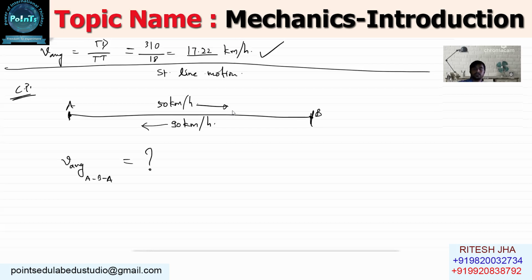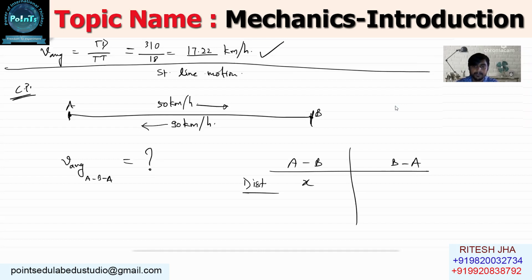How long did it take? Nothing is given. So try doing this. When you consider the distance from A to B to be X, let's consider A to B and B to A separately. The distance over here is X. What is the B to A distance? The same. The speed over here is 50 kilometer per hour. Over here it is 90 kilometer per hour. What's the time taken in that case?